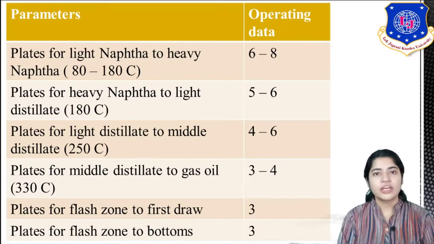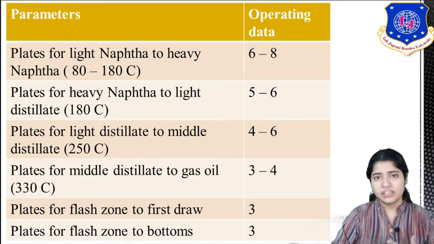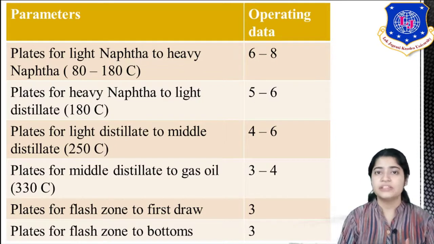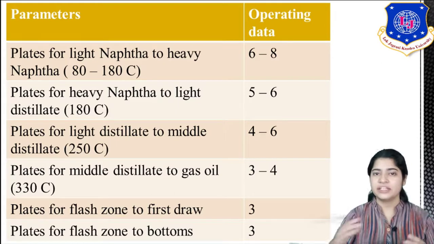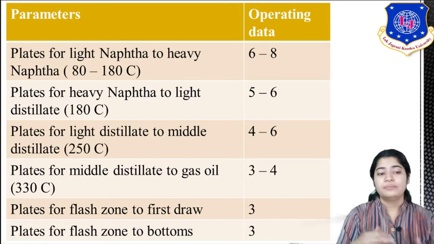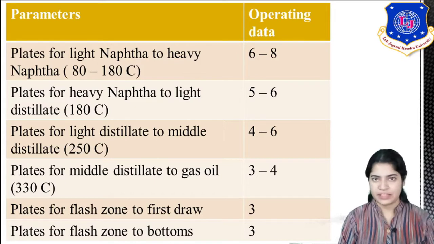So now talking about the plates. You might have studied this in mass transfer also. Increasing the number of plates, what does it do? It increases the separation. For every fraction, from every cut, certain plates are allotted. So let's have a look. Plates between light naphtha to heavy naphtha, how many? 6 to 8 plates are there.